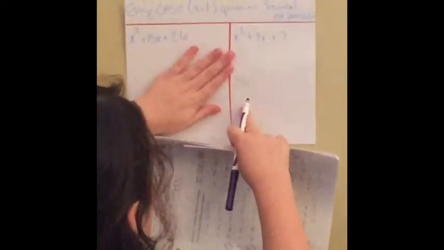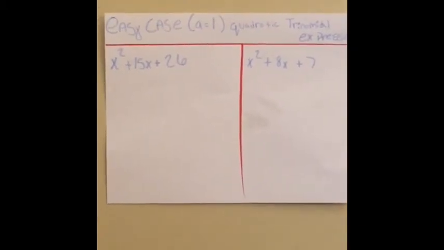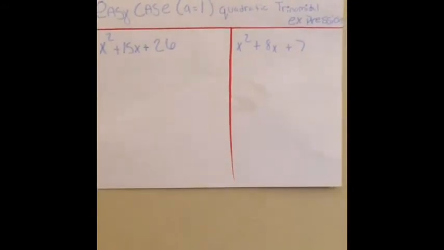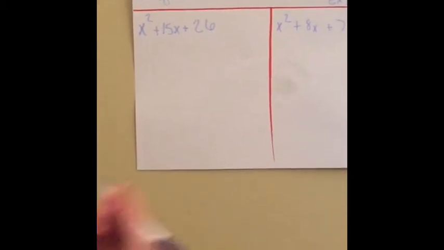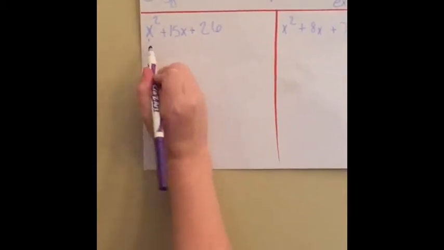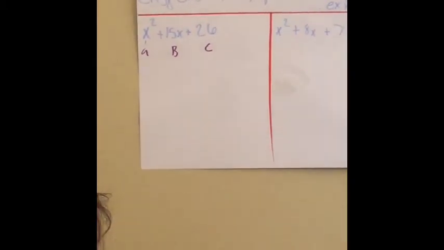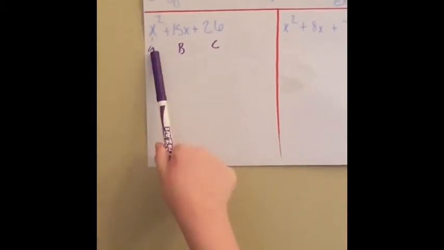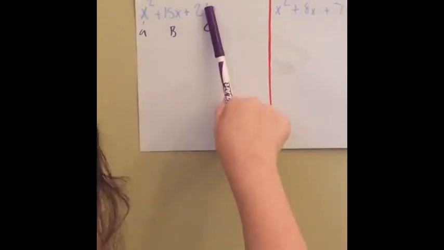So next I'm going to show you how to factor an easy case, a equals 1, quadratic trinomial expression. So for this one, this number right here is your A, this is your B, and this is your C. So your A is always going to be 1 for easy case trinomials. Your B is going to be whatever's here, C is whatever's here.